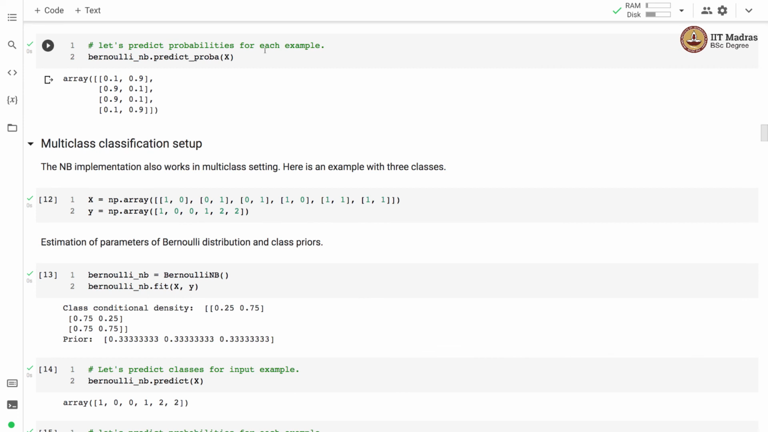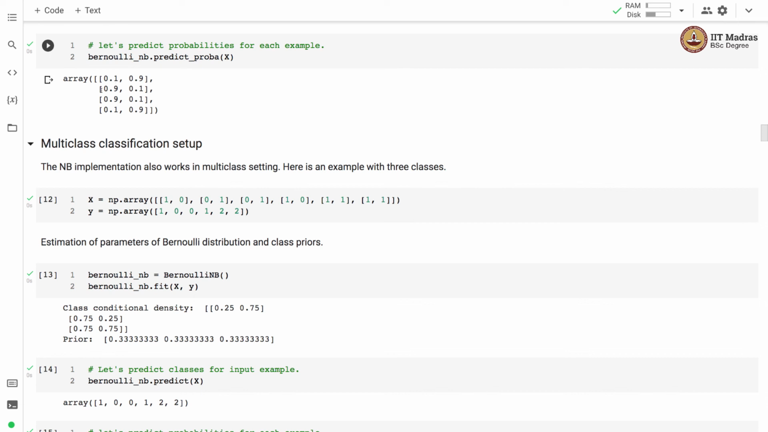Now let us predict probabilities for each sample, which we can do with the predict_proba function that we call on the Bernoulli NB object. We pass the feature matrix to it, and you can see that for the first example, the probability of belonging to class 0 is 0.1 and class 1 is 0.9. So obviously the first example is assigned to class 1.